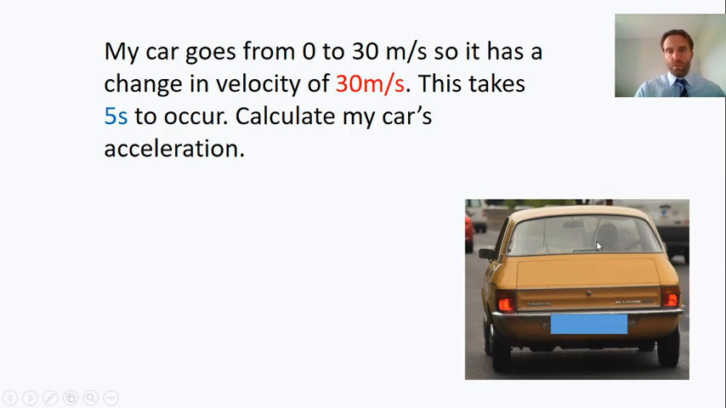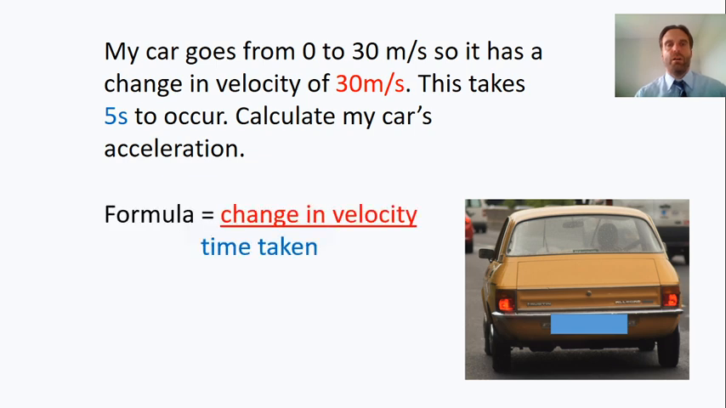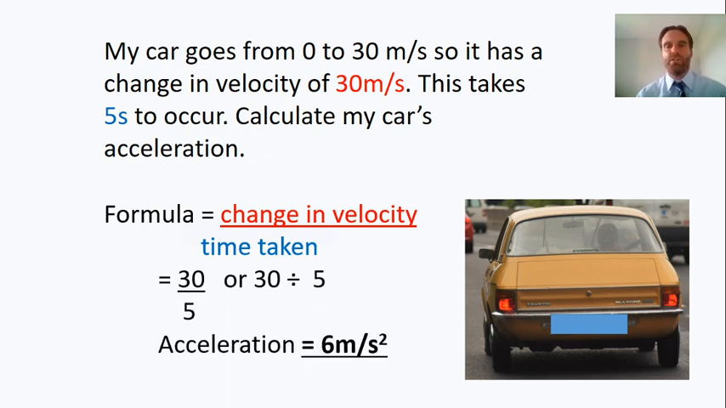Okay, so an example: my car goes from 0 to 30 meters per second. Sorry, so it's got a change in velocity of 30 meters per second. I'll put that in red here so we can see where that goes in a minute. This takes 5 seconds to occur. So I want you to calculate the car's acceleration, and hopefully you've got a few things going on in your head already. Our change in velocity, 0 to 30, that change is 30 meters per second, and it's taken 5 seconds for that to take place. So we're going to look at it nice and simply, 30 divided by 5, and our acceleration is going to be 6 meters per second, and remember it's 6 meters per second squared.